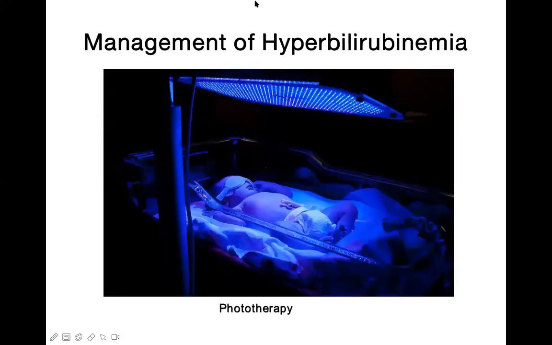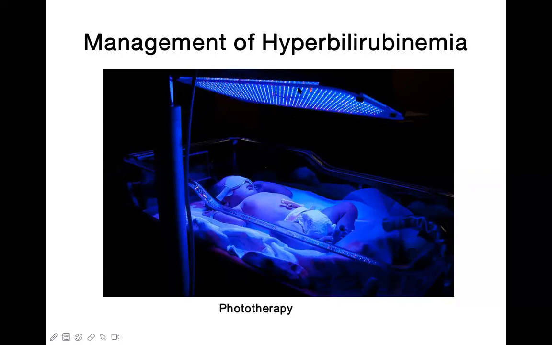Now look at this picture here. See here, this is the very nude or naked baby. The genitalia and the eyes are covered. This is very important. And the distance between this blue light source and the baby's body should be 45 centimeter. This distance is 45 centimeter, and this is a blue light which you can clearly see.